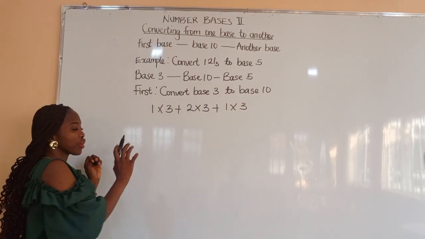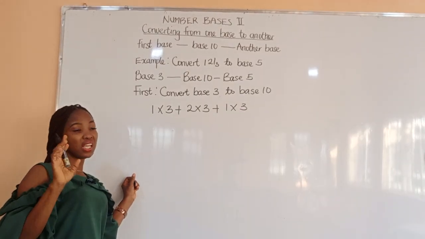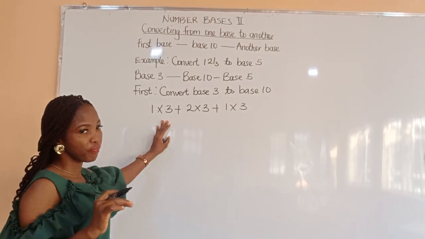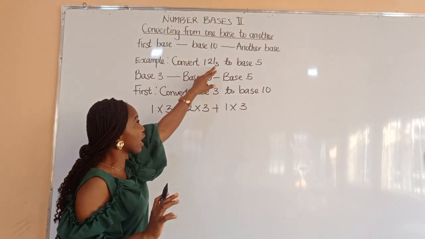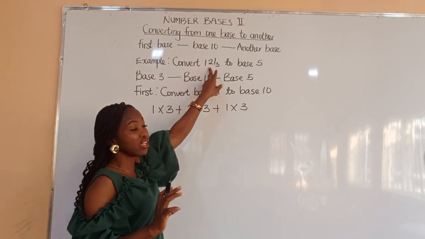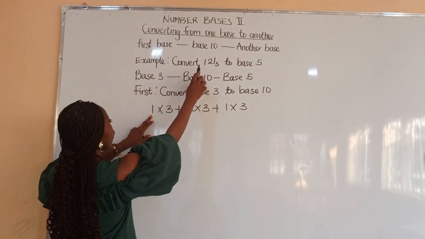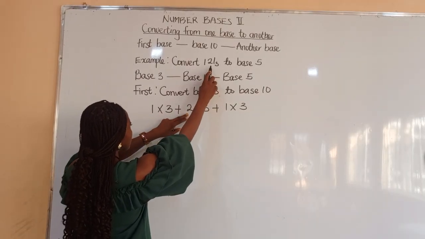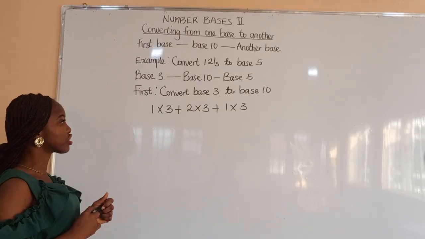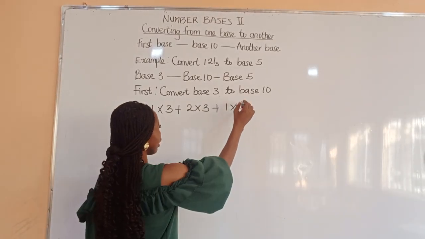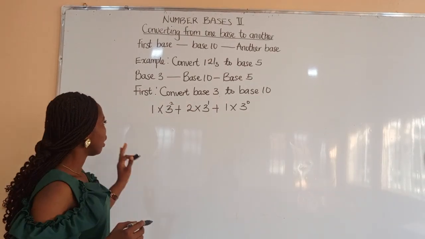If you are finding this difficult, watch my first video, which is Number Base. It explains why I'm doing this. But what it means is, because it is base 3, the number at base 3, I'm going to multiply each of these numbers by base 3. That's 3. So I have 1 times 3 plus 2 times 3 plus 1 times 3. After that, I'm going to raise it to the power. So I'm going to do 0, 1, 2. Okay, I'm done with this.